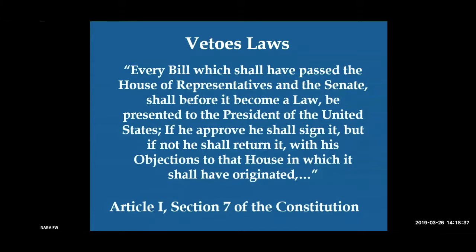And so it says that if he approve it, he shall sign it. So that is the part where he was signing a bill into law, but then it goes on to say, but if not, he shall return it with his objections to the House in which it shall have originated. So basically what that means is that the President of the United States can reject a law and choose not to sign it into law.